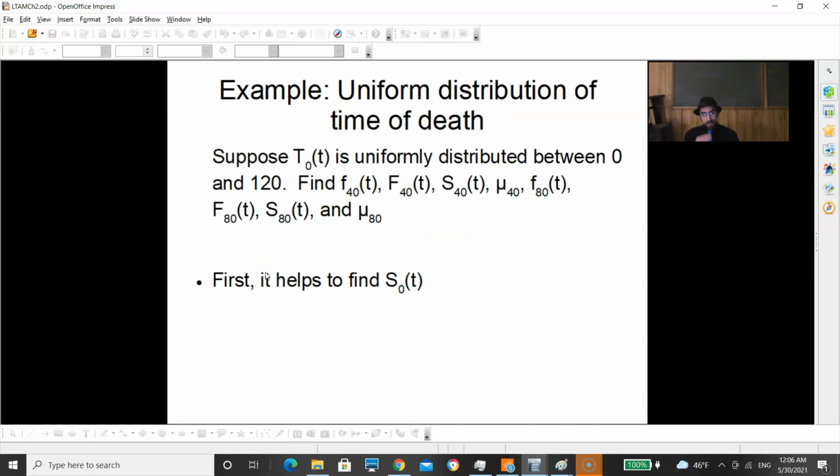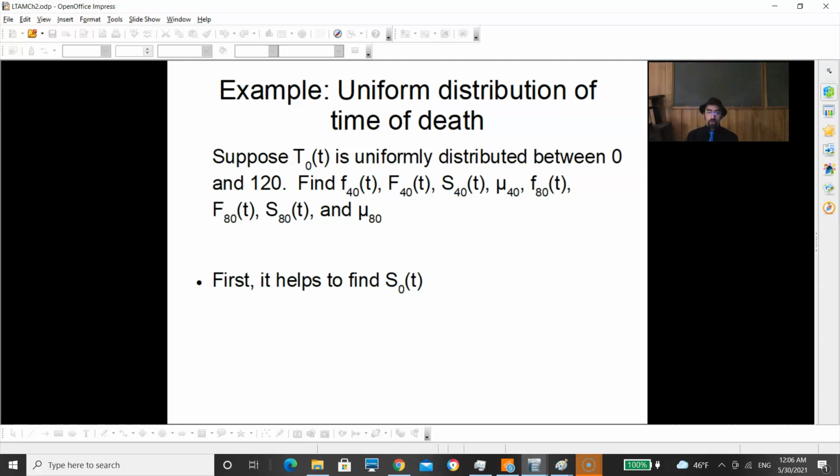So, for example, suppose we have a uniform distribution of the time of death. Suppose that big T sub 0, the time till death of someone who is just born right now, is uniformly distributed between 0 and 120. So this person is as likely to have any lifespan as any other between 0 and 120. Find little f sub 40, big F sub 40, big S sub 40, mu sub 40, and then the same for 80.